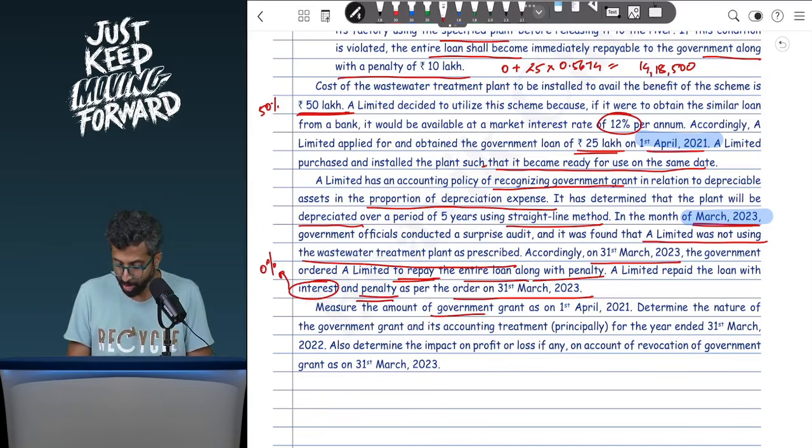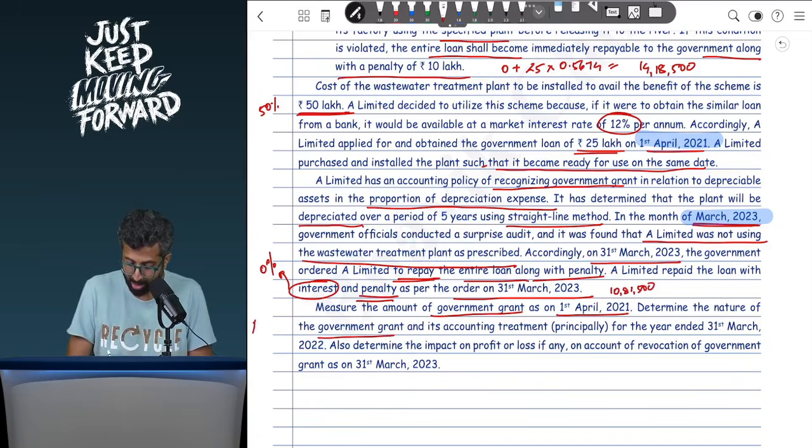Measure the amount of government grant as on 1st April 21. So this will be probably 10 lakh 81,500. Determine the nature of the government grant. Well, this will be a grant linked to assets, and its accounting treatment principally for the year ended 31st March 2022, that is in the first year.